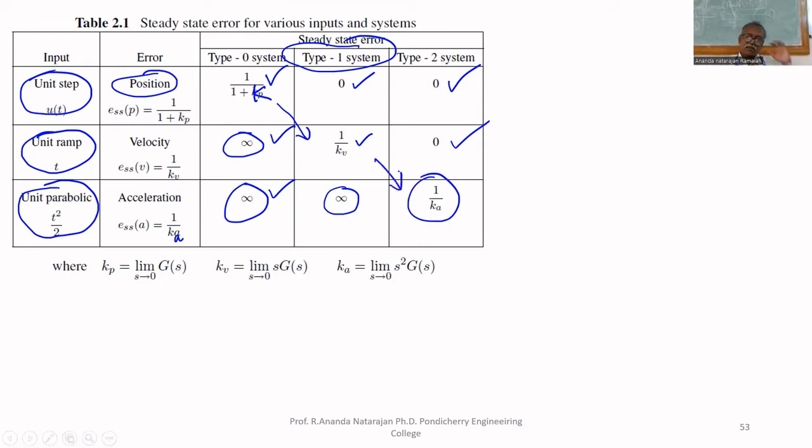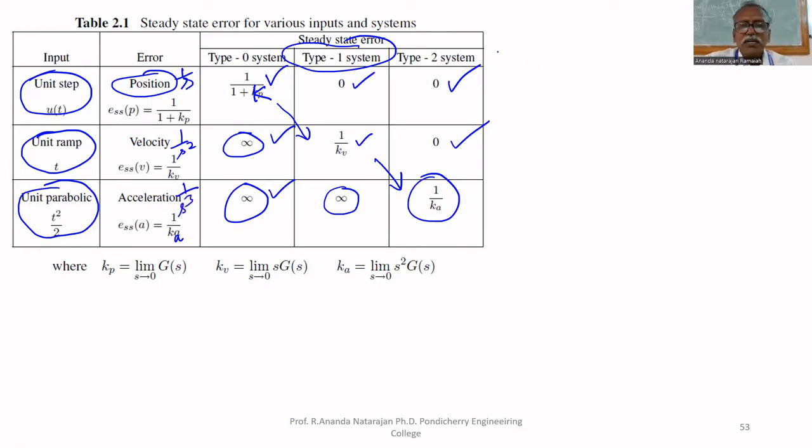So this you have to remember. You have to memorize, there is no other way. Position input means what? Input is 1 by S. Velocity input means what is the input? 1 by S square. Acceleration input means 1 by S cube.